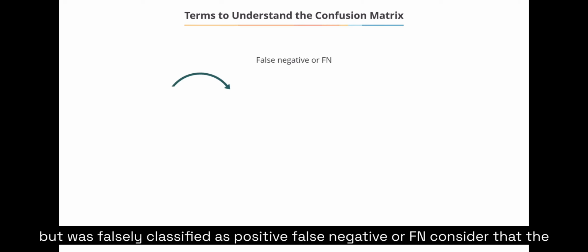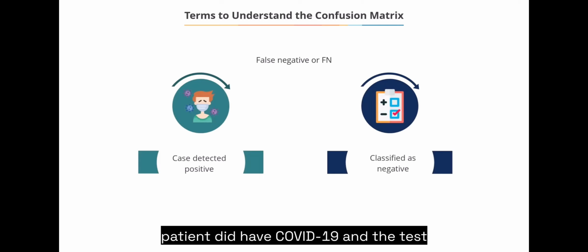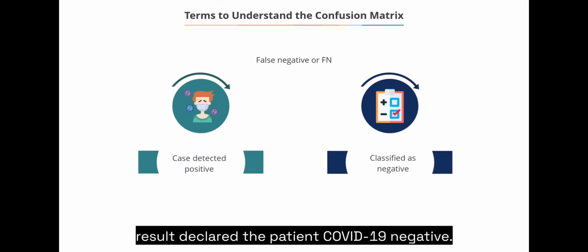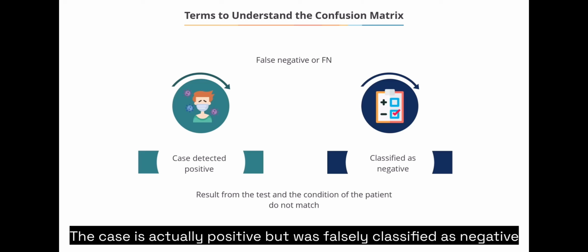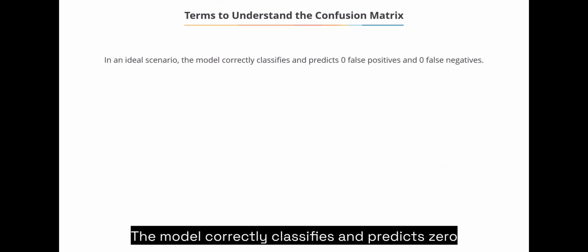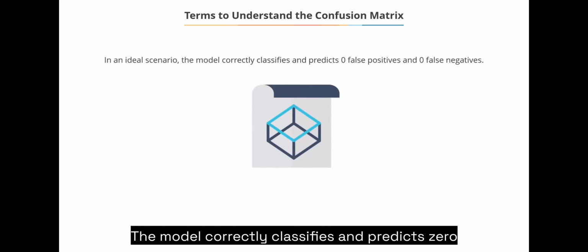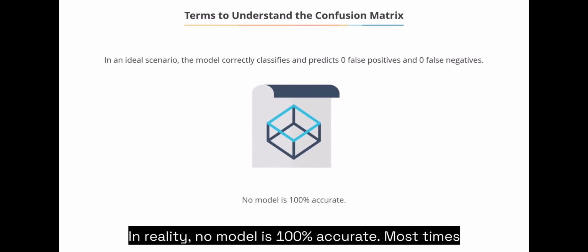The case is actually negative, but was falsely classified as positive. False negative, or FN: consider that the patient did have COVID-19 and the test result declared the patient COVID-19 negative. This outcome is a false negative. The case is actually positive, but was falsely classified as negative. In an ideal scenario, the model correctly classifies and predicts 0 false positives and 0 false negatives. In reality, no model is 100% accurate most times.